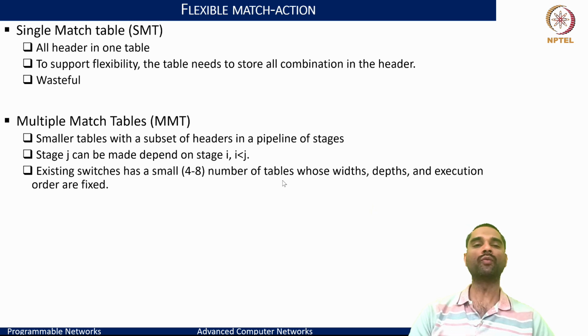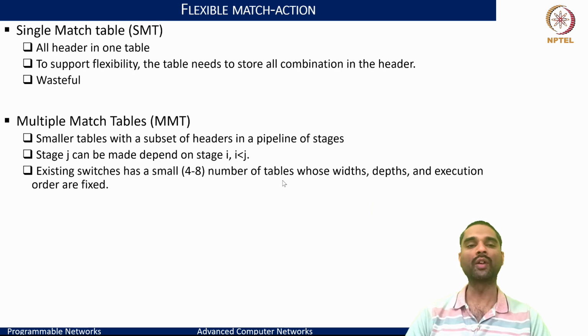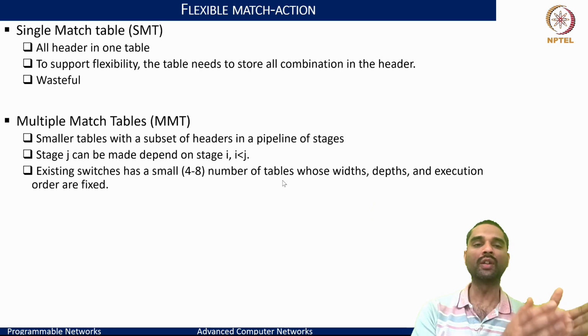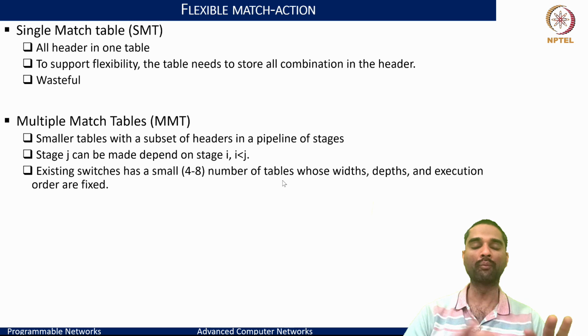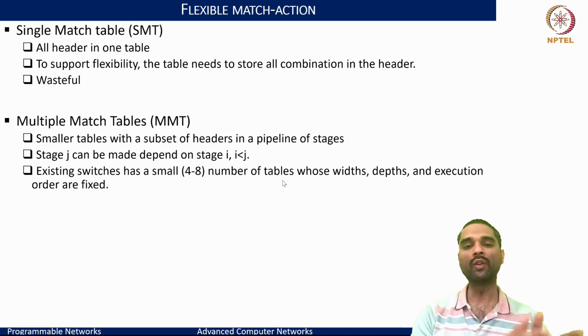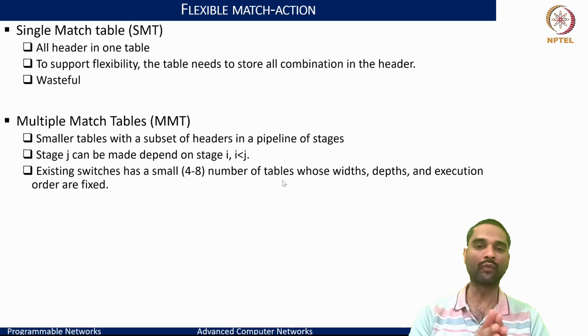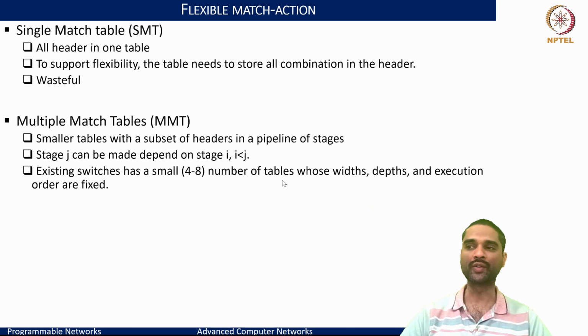And alternatives grew as the match action mechanisms became much more efficient, providing what we call multiple match tables, where you had a smaller subset of headers that were being parsed and matched in different tables. So you had multiple smaller tables compared to one big table, and each table would match on a set of header fields.